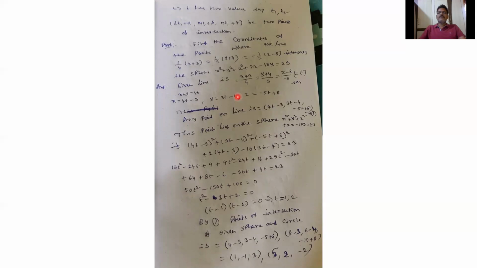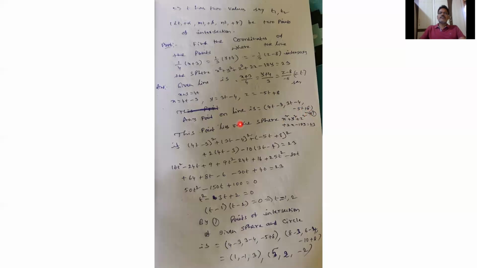So just first write any point on the given line. Taking the ratio equal to t, you get x plus 3 equal to 4t, x equal to 4t minus 3. Similarly, y plus 4 equal to 3t, y equal to 3t minus 4. And z minus 8 equal to minus 5t, z equal to minus 5t plus 8. So any point on the line is (4t - 3, 3t - 4, -5t + 8). Now this point lies on the sphere. So now to find the point of intersection of this line and sphere, substitute this point in the given sphere.